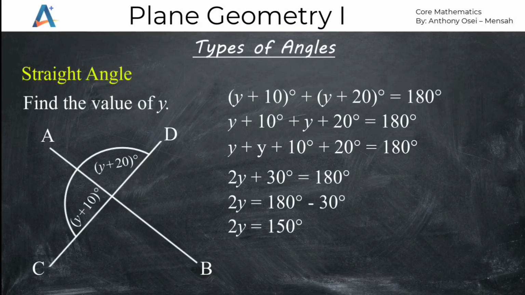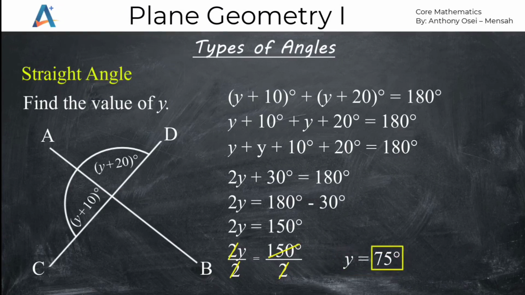Then we divide both sides by 2. So 2y is equal to 150 degrees. We divide here by 2, then we divide here by 2. The 2 here cancels the 2 here, so we remain with y, which is equal to 150 divided by 2, which is 75. So we end up getting y is equal to 75 degrees. So the value of y in this diagram is 75.